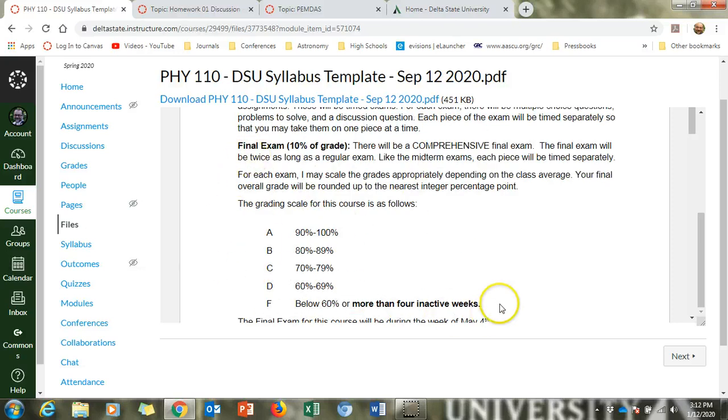I have a standard 10-point grading scale. I put this statement in there just to emphasize that if you're not participating, you're going to be a cutout and get an F in the course.